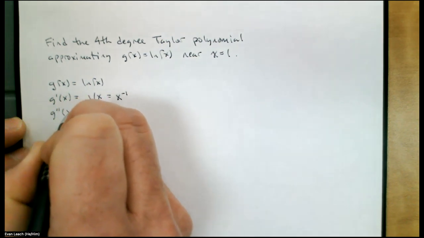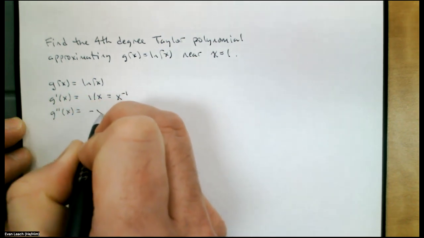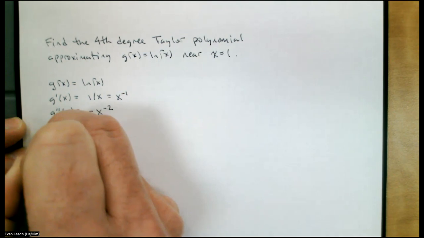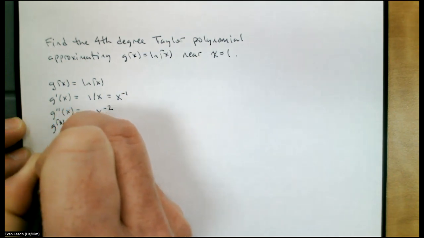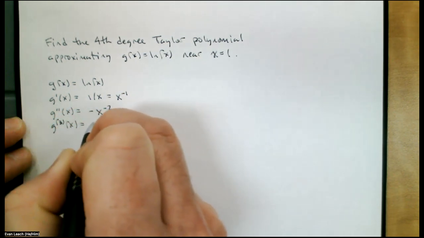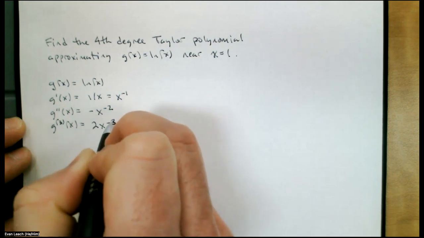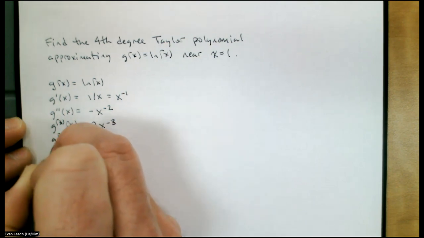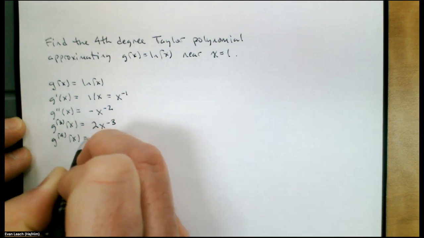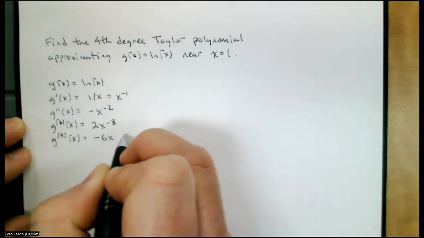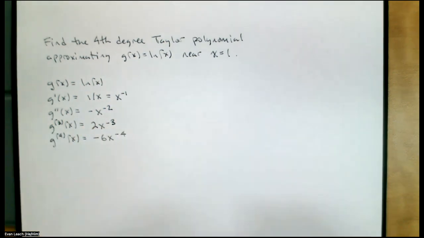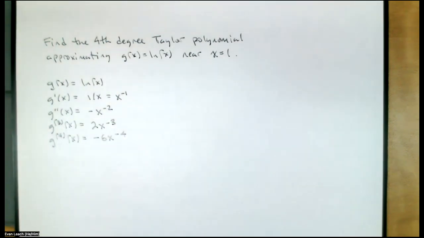I need a second derivative. It's going to be negative x to the negative 2. A third derivative will be 2x to the negative 3. And a fourth derivative will be negative 6x to the negative 4. If I want a fourth degree Taylor polynomial, I'm going to need at least 4 derivatives.